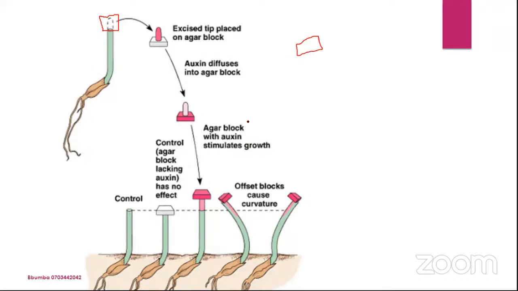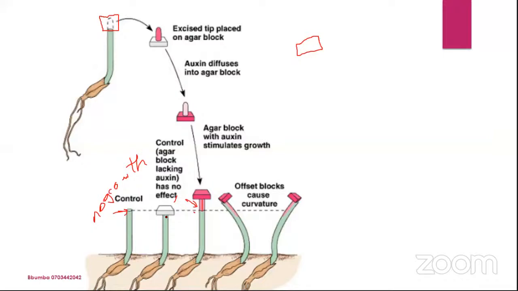Now placing it on another coleoptile whose tip had been cut off, when you place it there, the growth continues. You can see that here there was no growth. Growth means to grow up, to continue growing. So no growth with that.